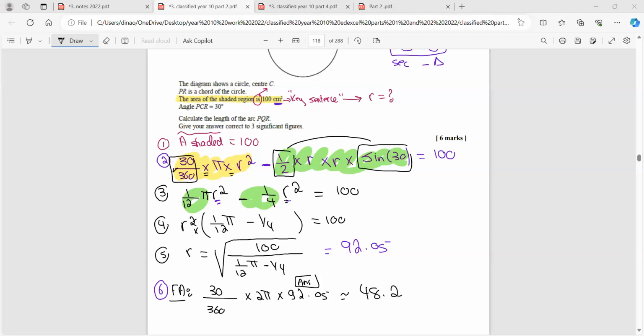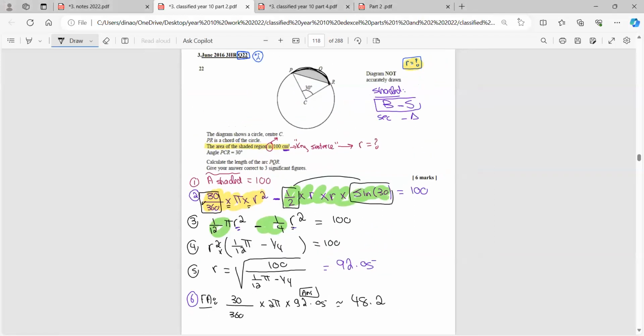So as you can see, that was one of my important questions: if there is a key sentence, what do you need to do with it related to shaded circles? We started with the key sentence, area big minus area small, sector minus triangle. I created an equation to find the value of the radius, and then after I found the radius, I calculated what the examiner requires, which is the length of the arc. Angle of sector over 360 times circumference gives the length of the arc. And remember that the unit here, since it's a length, is just centimeters.